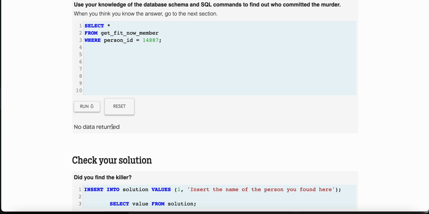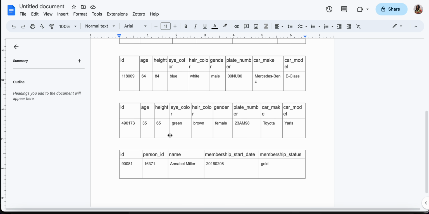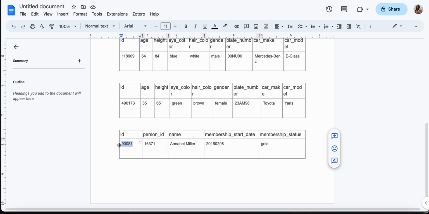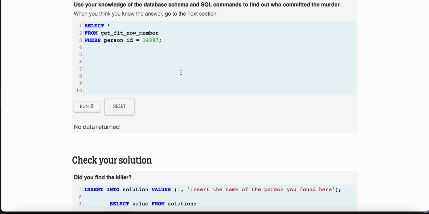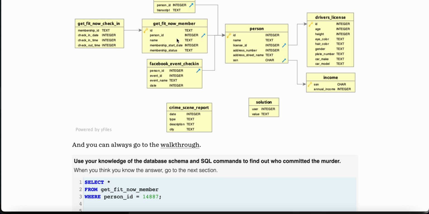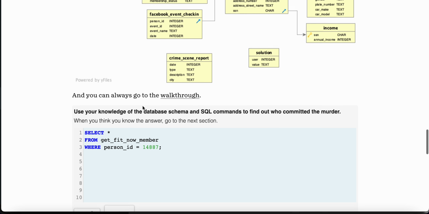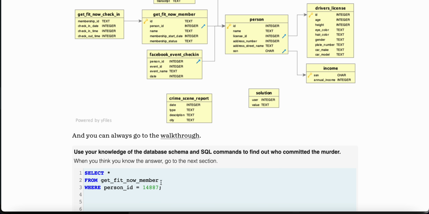All right, if Annabelle had a get fit membership and her ID is given to be this, let's copy that and see which table links with the get fit. Now let's check the get fit check-in. When did she check in, so that we can know what happened for her to be a witness there. Perhaps she could be a lead into what we are looking for.